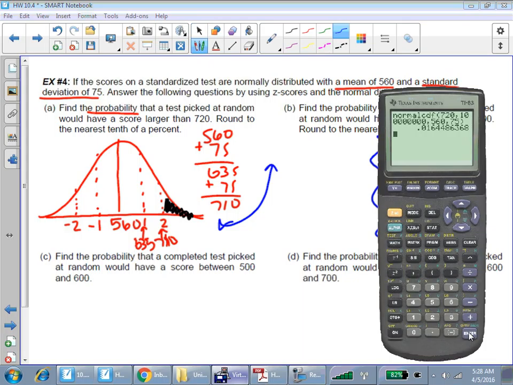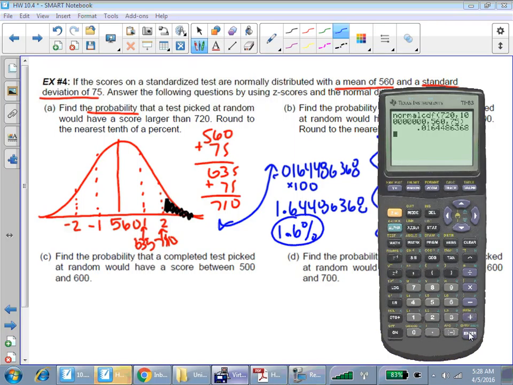So what I end up getting is 0.01644866368, and it said to round to the nearest tenth of a percent. So they want us to express it as a percentage, not a decimal, and they want us to round to the nearest tenth. So if I were to multiply this by 100, the percentage would be 1.64486368. Now round to the nearest tenth of a percent, so 1.6%. So 1.6% of the data lies over here and is larger than 720.